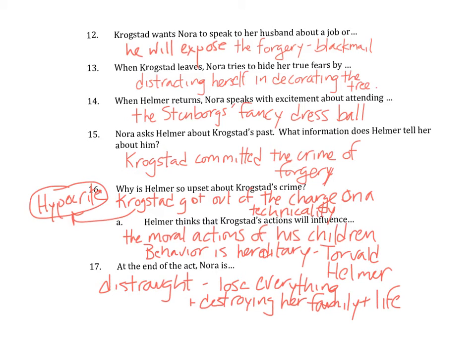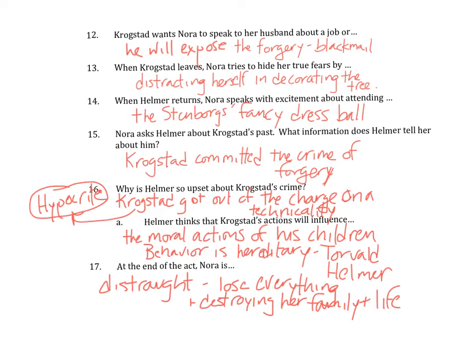And Nora doesn't want to, she's in this pickle. And she's got to somehow speak to her husband. So when Krogstad leaves, Nora's got to distract her true fears. And here's that sign, decorating the Christmas tree, another symbol of trying to keep things normal in the family's life. So she distracts herself by decorating the tree. And then Helmer returns. He comes in.